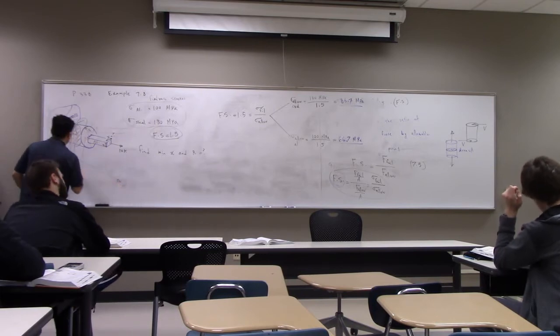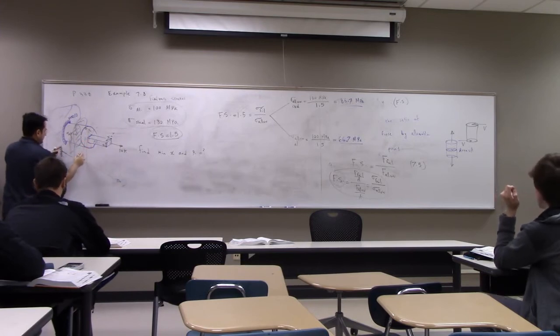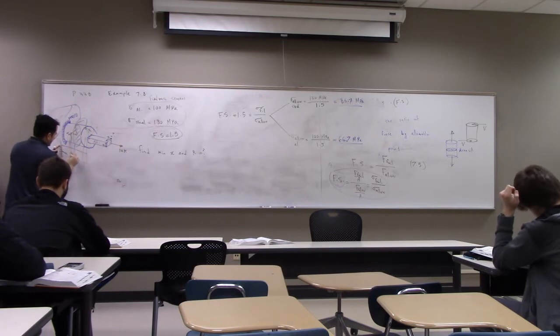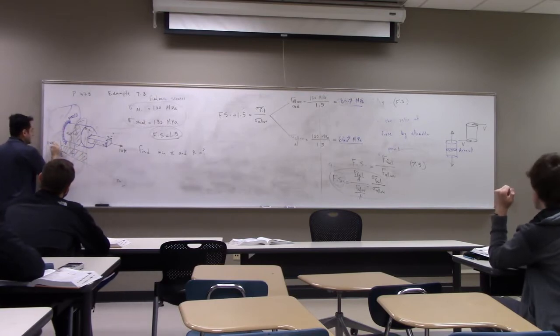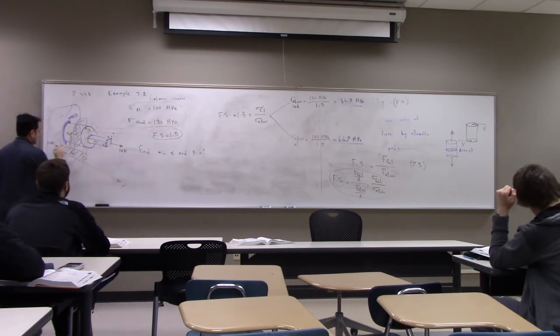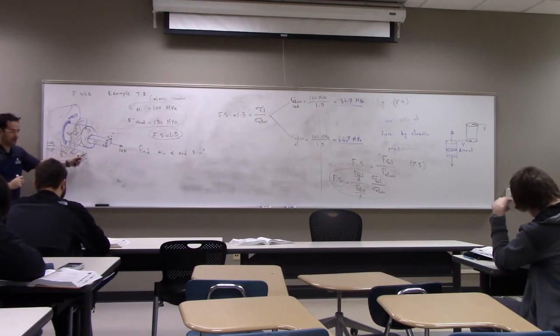Let's say this is my X. So from here to here, your normal stress is what? 10K divided by, it's positive. And its value is equal to the axial load, 10K, divided by the area. What is the area here? Pi R squared. Right? And it's positive from here to here.